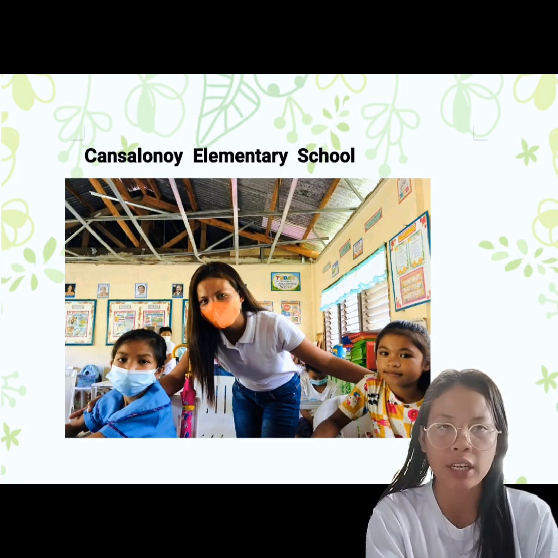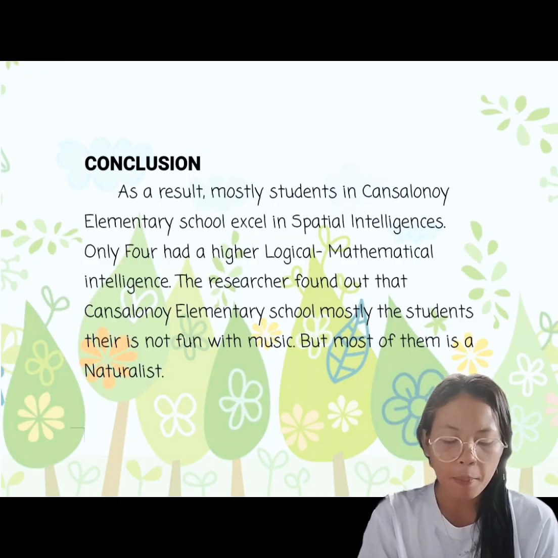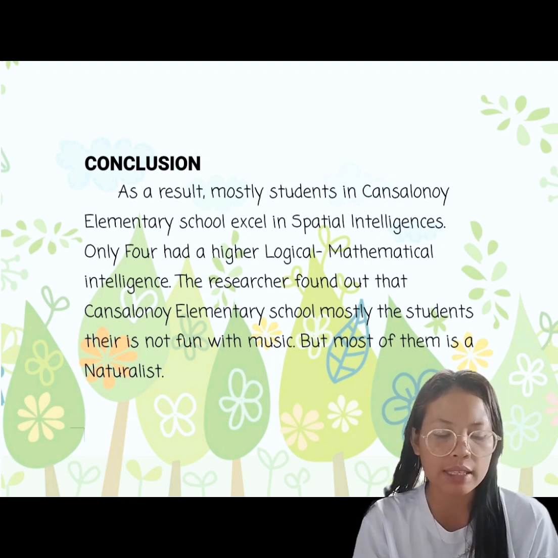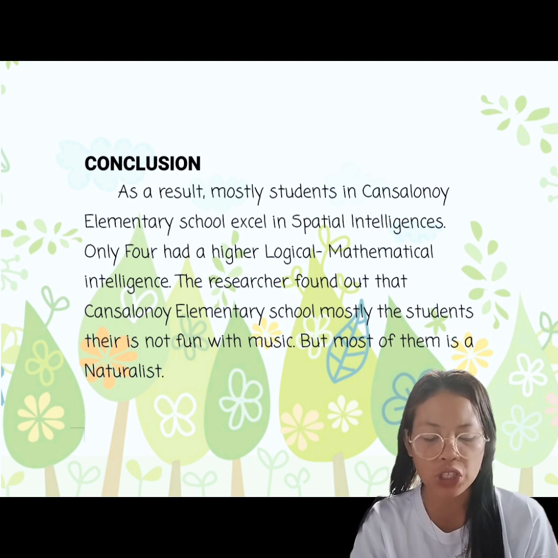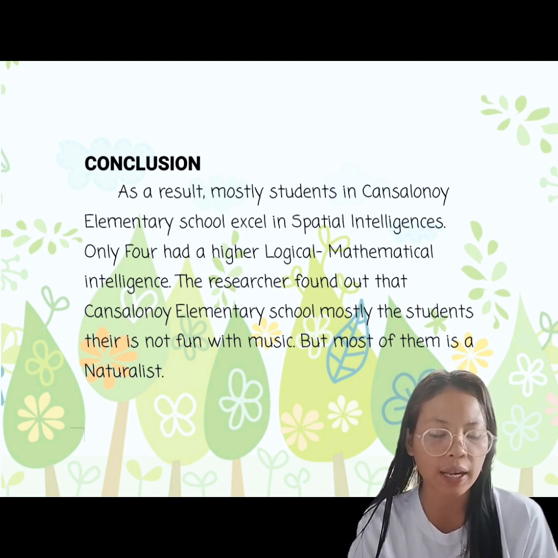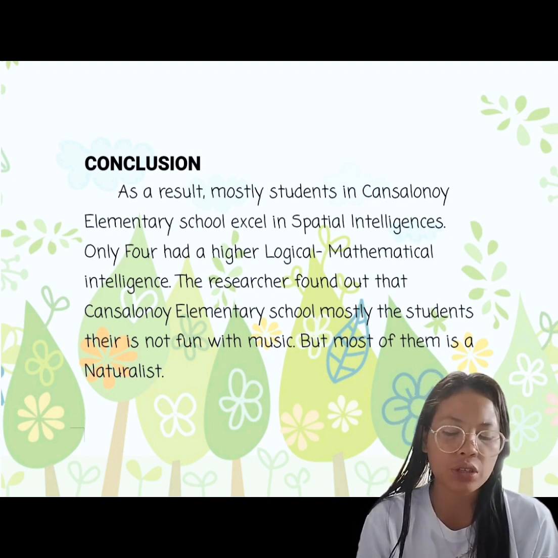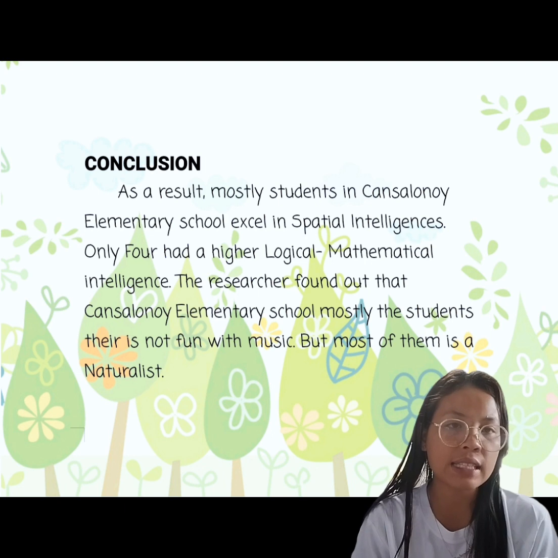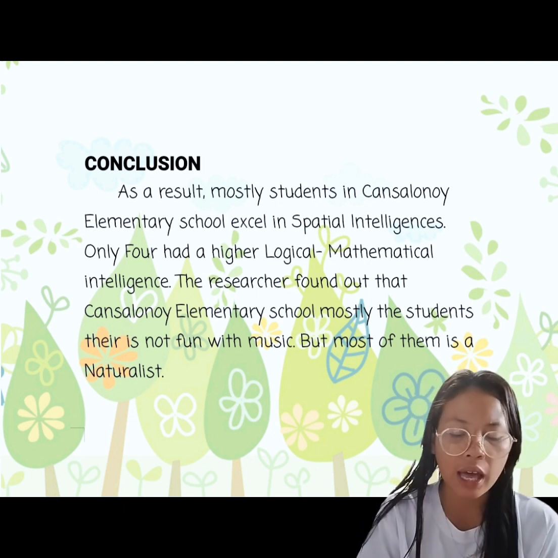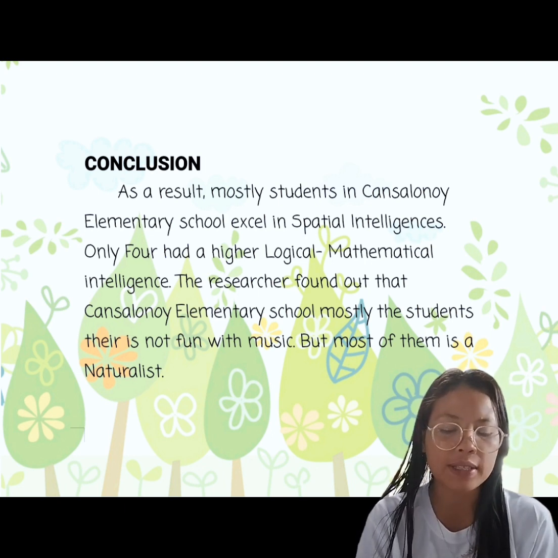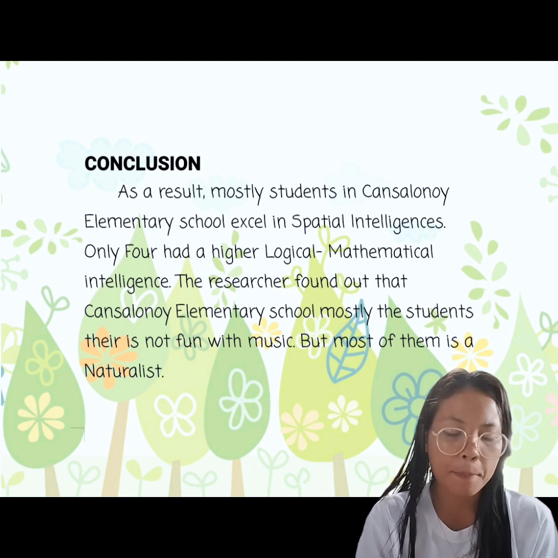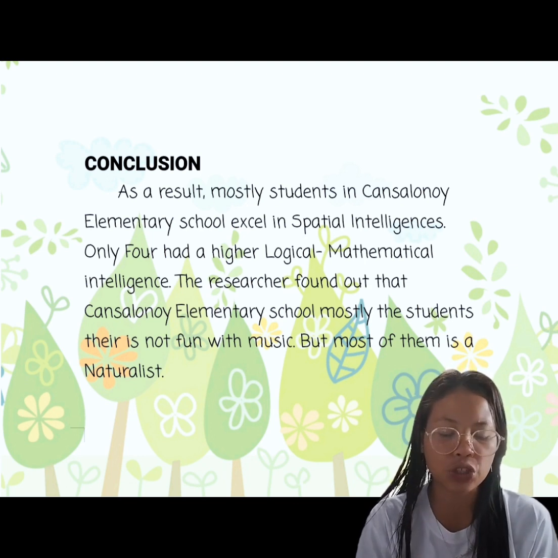So conclusion: as a result, mostly the students in Cansalunoy Elementary School excel in spatial intelligence. Only 4 had higher logical-mathematical intelligence. The researcher found out that at Cansalunoy Elementary School, mostly the students are not fond of music, but most of them are naturalists.